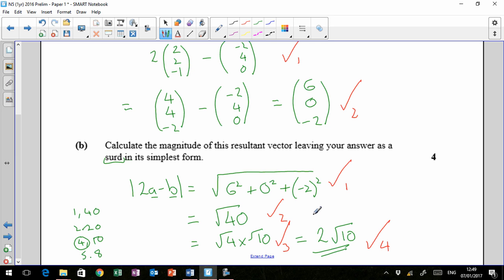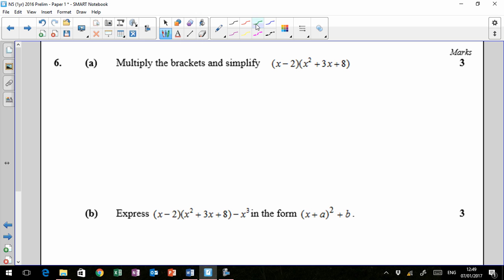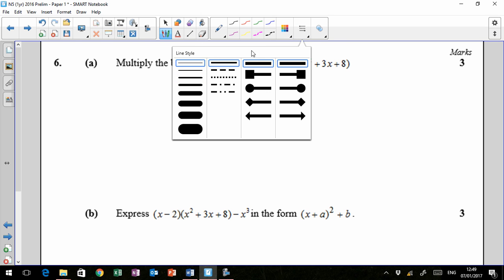Now, I think that's probably a little bit generous. It won't always be like that. I would give 1 mark for the last 2 steps combined, but that's the marking scheme as it stood for last year's prelim. Okay, multiplying the brackets and simplifying.